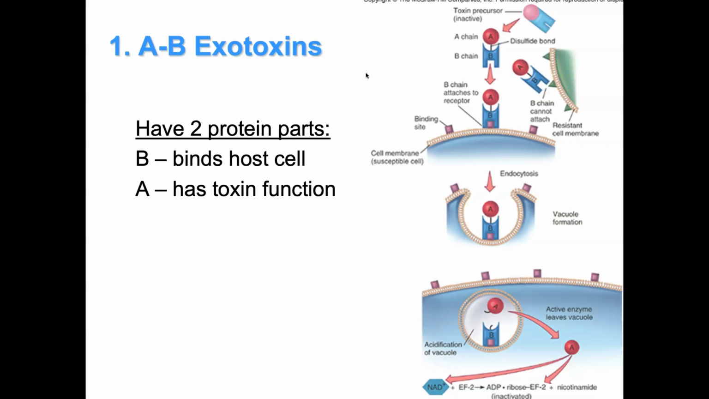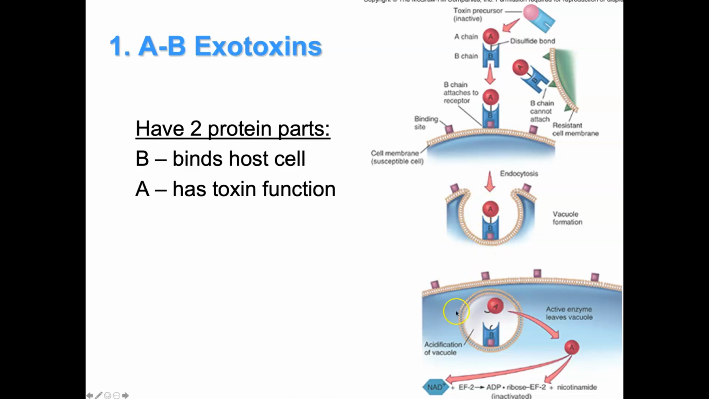AB exotoxin has two protein parts, the A and the B. The A is going to be your active enzyme component. It has a toxin function. The B is going to be the binding component. So here we see that in the first part, the AB toxin is released from the bacterium. The B part is going to bind the surface receptor on a cell. Usually it's a carbohydrate that it binds to. Following the binding, the AB toxin is going to be transported across the plasma membrane into the host cell cytoplasm.